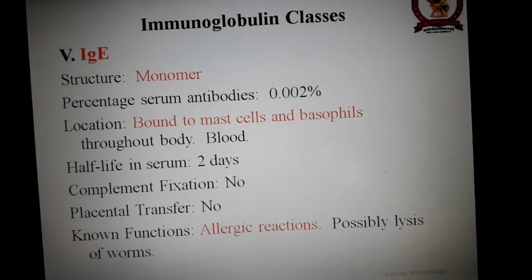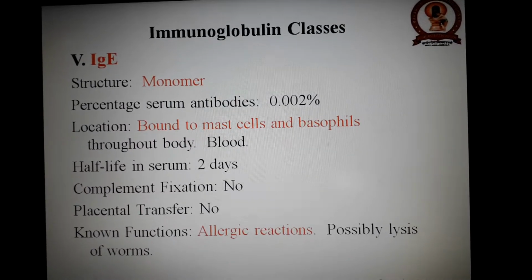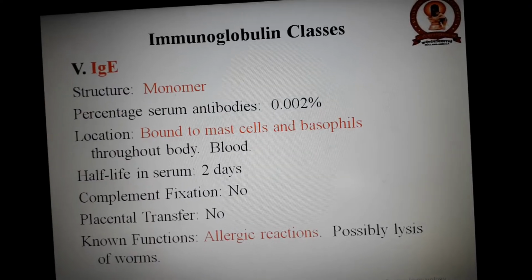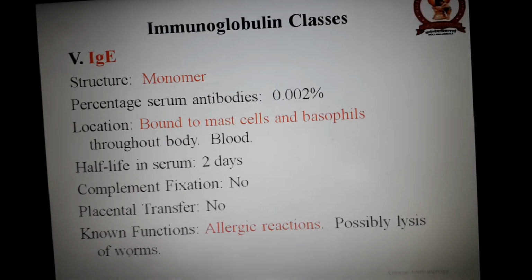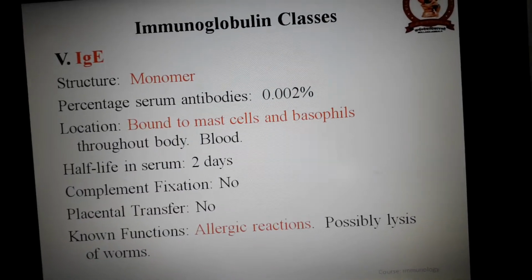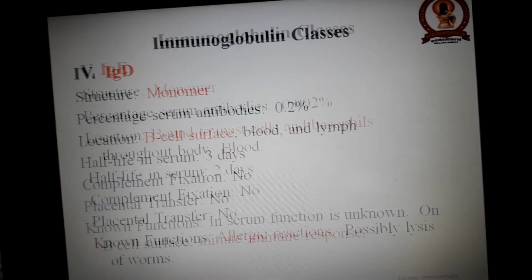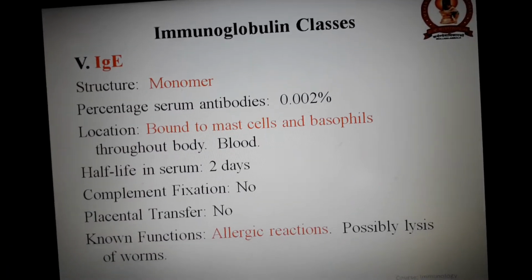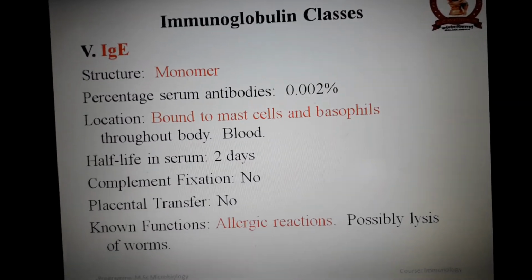So if we are infected with any parasite, at that time IgE is helpful for our body and will kill those worms. So this is all about the different types of antibodies which we have. Give a quick recall of these antibodies: first is IgM, then IgA, then IgD, IgE. These are the different types of antibodies which play an important role in protecting us from infections.